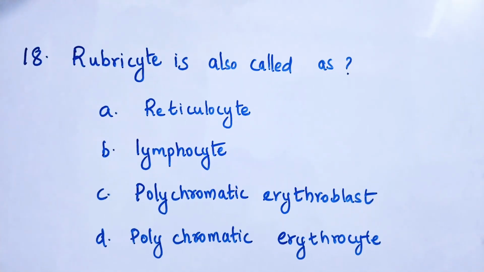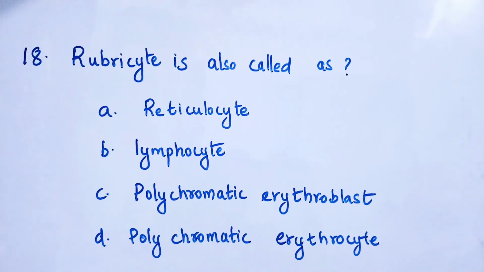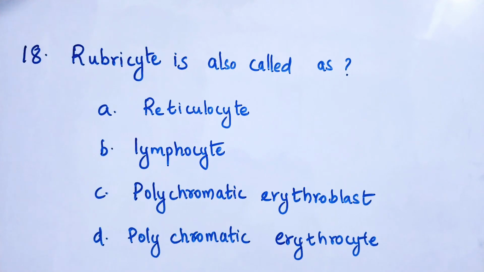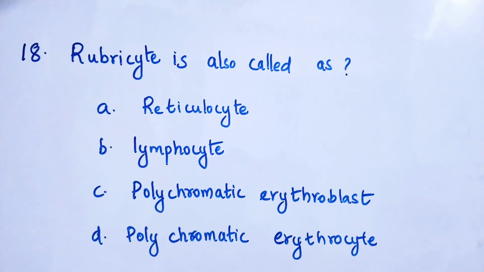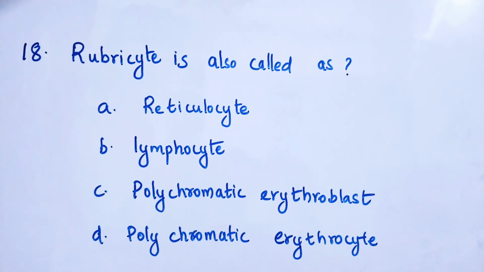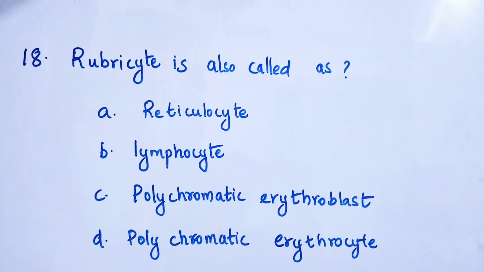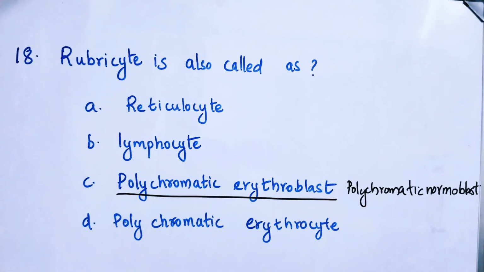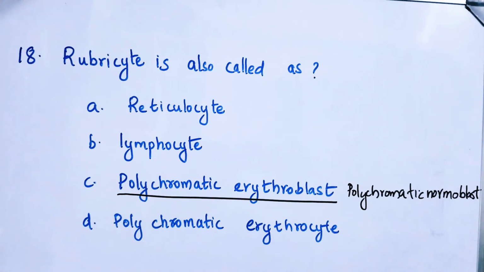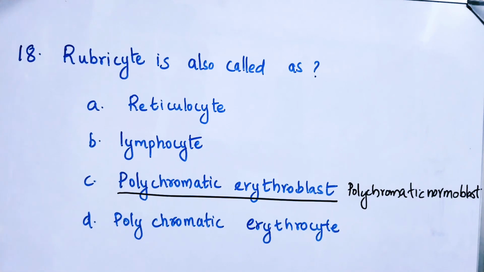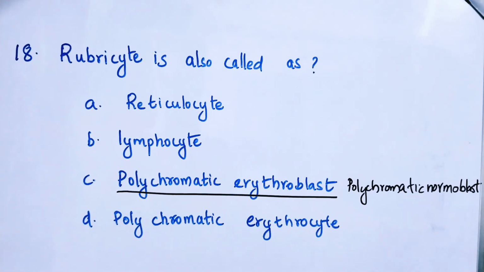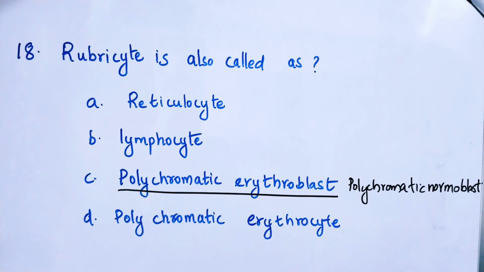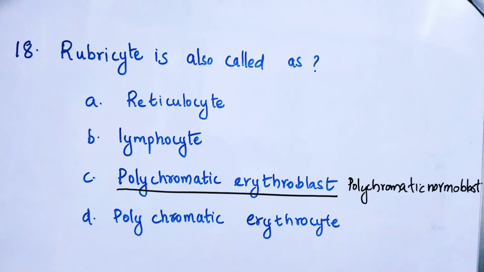Question number 18. Erythrocyte is also called as option A, reticulocyte, option B, lymphocyte, option C, polychromatic erythroblast, option D, polychromatic erythrocyte. The right answer is option C, polychromatic erythroblast. Erythrocyte is also called as polychromatic erythroblast or polychromatic normoblast.